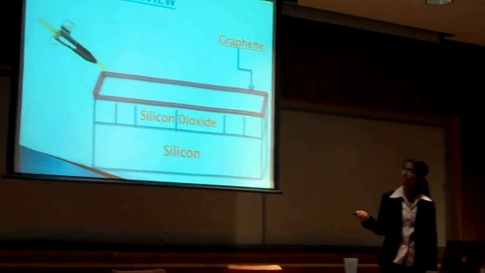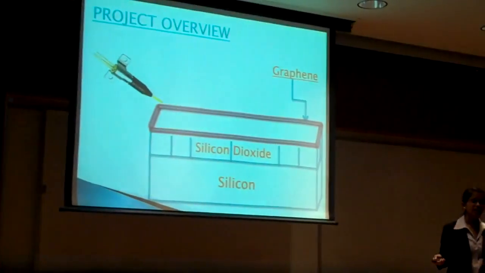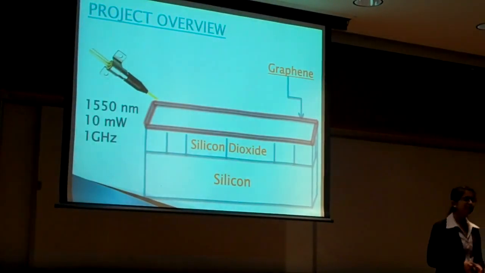And a laser shines on the graphene surface at a wavelength of 1550 nanometers. The power on the surface was 10 millivolts, and it shines at a repetition rate of 1 gigahertz, which basically means that you're turning the laser on and off 1 billion times per second.